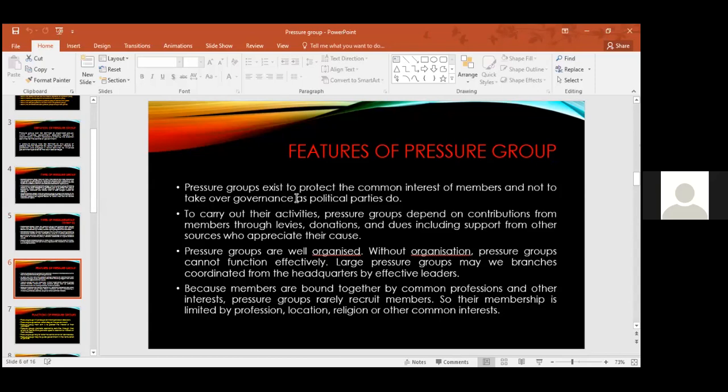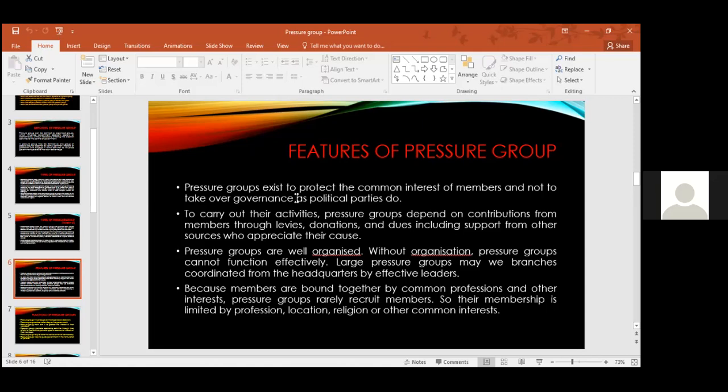So, features of pressure groups. One of the most interesting features of a pressure group is common interest. That means a pressure group cannot properly function if there is no common interest. Now, what does common interest mean? What everybody wants, what everybody agrees on, is what we call the common interest of members. So a pressure group exists, number one, to protect the common interest of its members. They work together to ensure that common interest is protected. That is the number one feature.